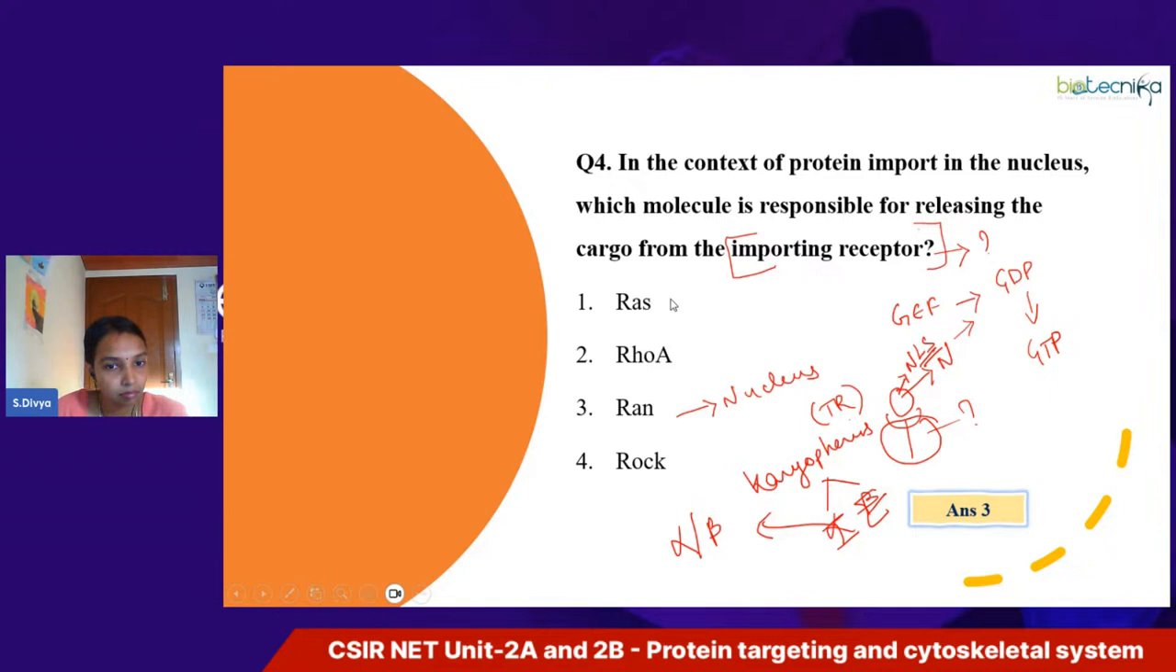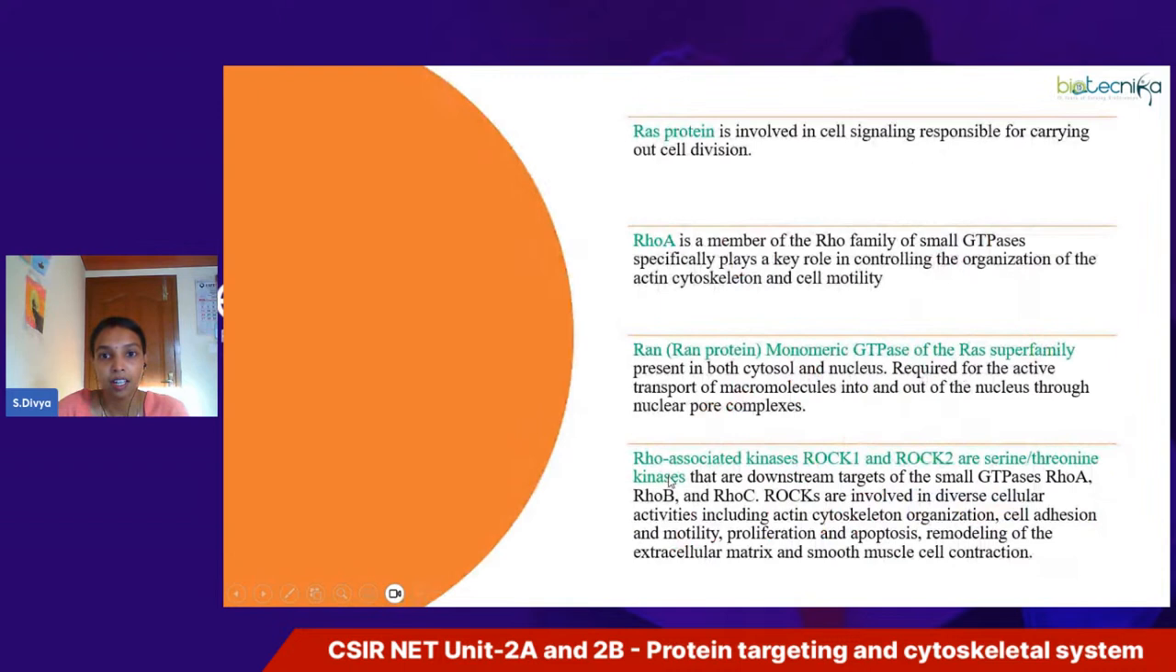Absolutely correct, Hemlata. They are specifically for cell signaling purposes. In fact, you have the RAS exclusive pathway, which is responsible for carrying out cell division. RhoA is termination that comes in the context of transcription, I guess that you are saying. Right, Hemlata? And ROC, you might not have heard.